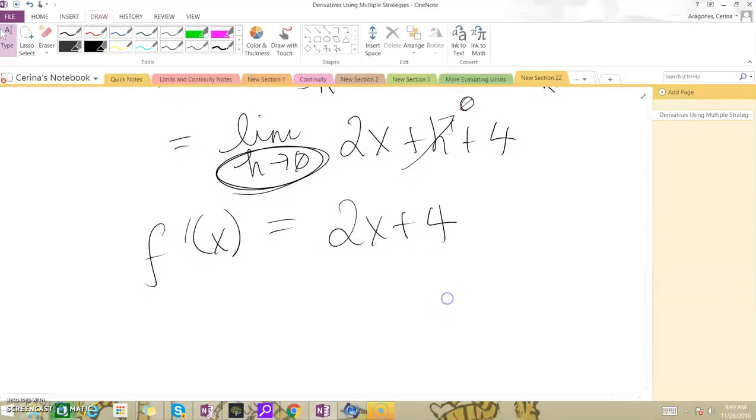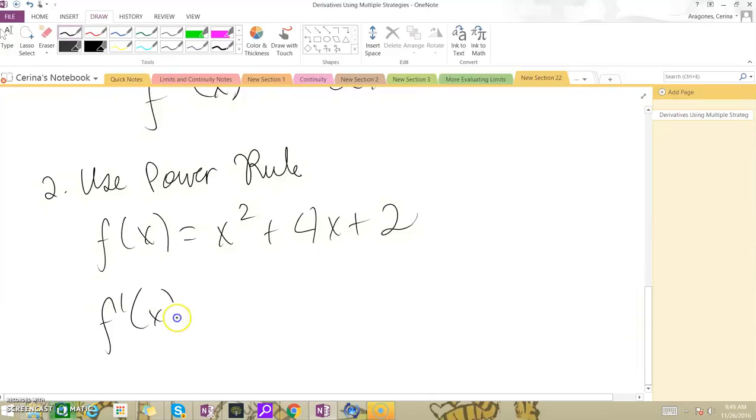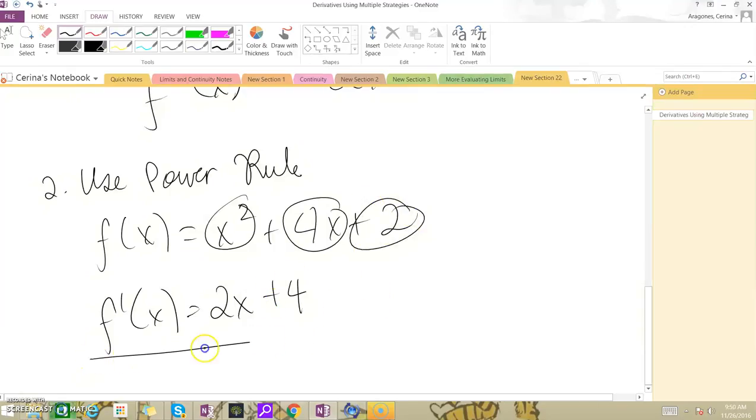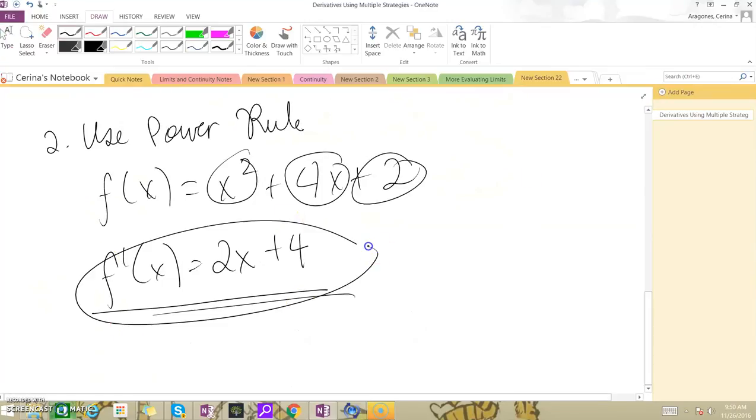We can check that with the power rule. Okay, we know that f of x was equal to x squared plus 4x plus 2. So f prime of x is equal to the derivative of x squared, which is 2x, plus the derivative of 4x, which is 4, plus the derivative of 2, which is 0. So our derivative is indeed 2x plus 4. So that's confirmed with the definition of the derivative and with the power rule.